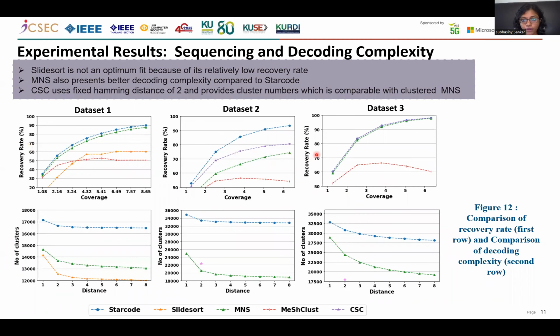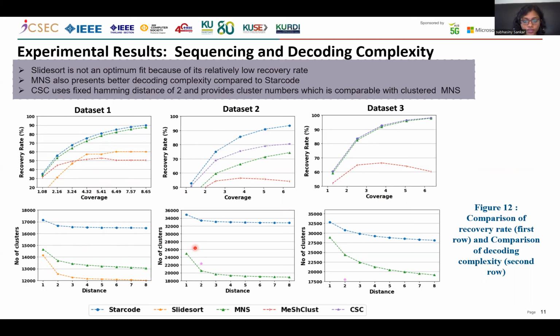In this, the first row represents the information related to sequencing complexity, and the second row the decoding complexity. So let's say I'm keeping the recovery rate fixed at 80%. For data set 1, we require 4.3. For data set 2, it requires 3. And for data set 3, it requires 2. Which means that Starcode, MNS, and CSE provide the best result in all the data sets, except in the case of data set 2, where MNS doesn't provide a better result.